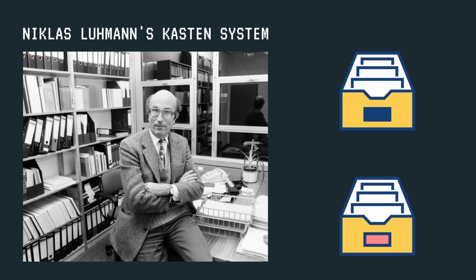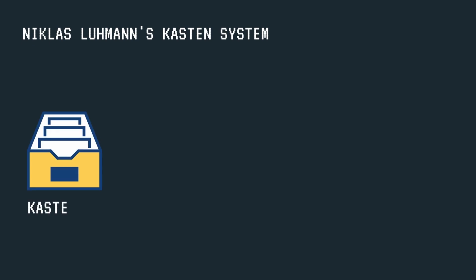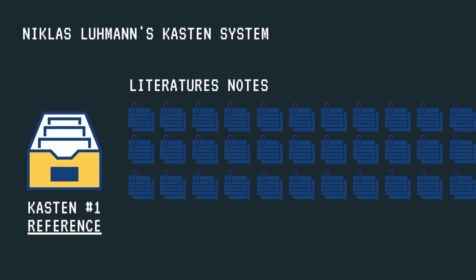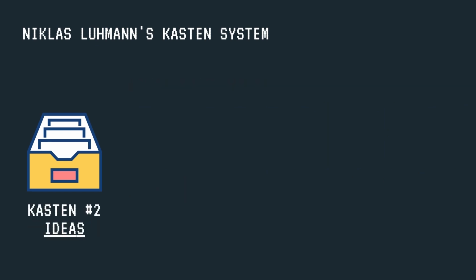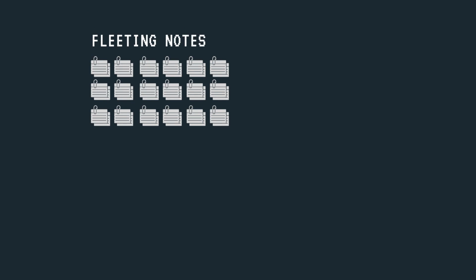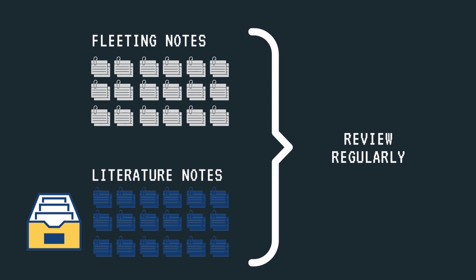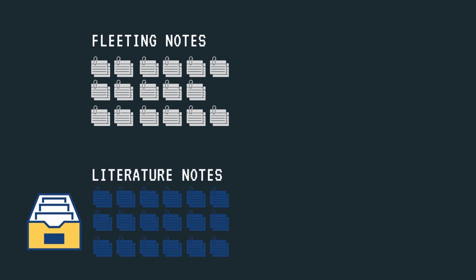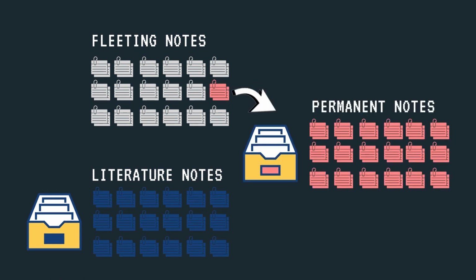The way that Luhmann set this up was using only 2 boxes, 2 Kastens. The first one is reference, which had all of his literature notes categorized by a unique ID. And the other box is ideas, which stored all the permanent notes that was based on the literature notes as well as fleeting notes. Now, the fleeting notes weren't actually categorized. Instead, what he would do is review it on a regular basis with the literature notes, and then, if appropriate, he would elevate it to a permanent note.